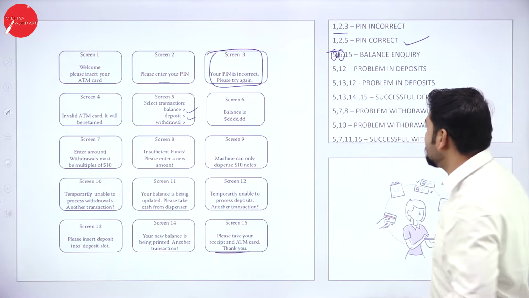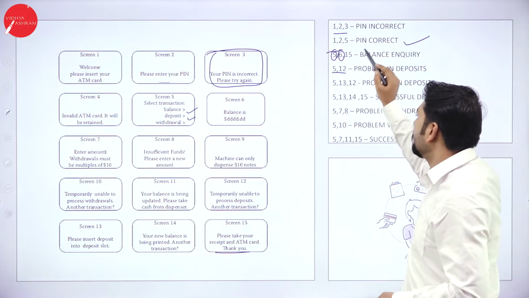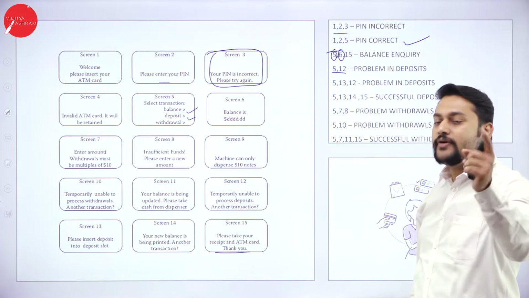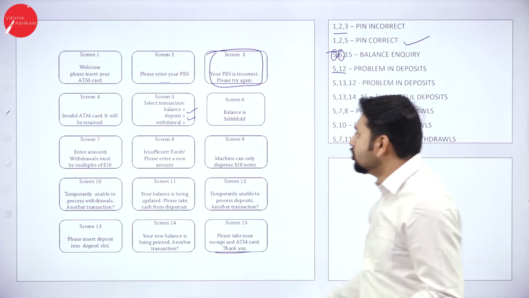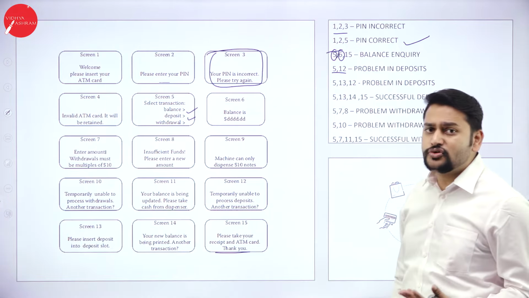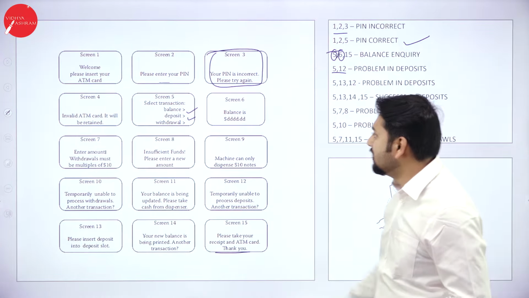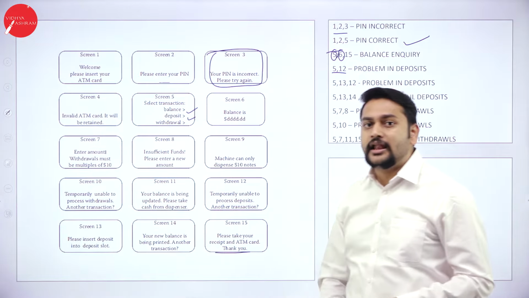Let's check this again. I have the next case, 5 and 12. What is this 5 and 12? I'm trying to check the balance once again. Please observe, I've taken the balance option.